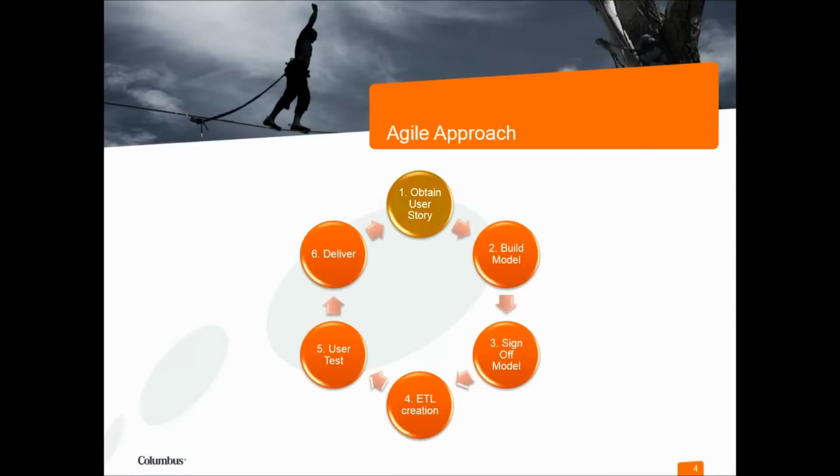And really what we see in there then is our agile approach. So initially we obtained our user story, and then we built the model. The model was signed off as being accurate, and we're now going to move into the ETL phase and create the extract, transform and load procedures that are going to fill the data warehouse with data.